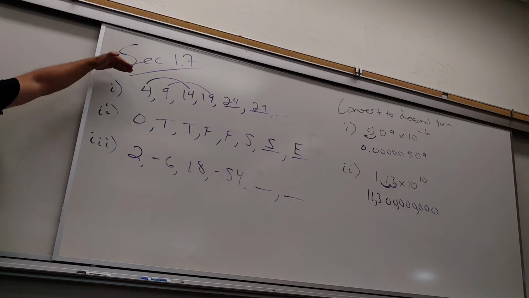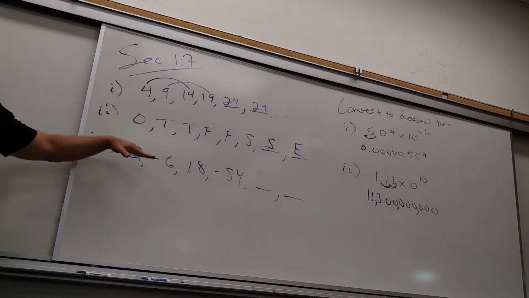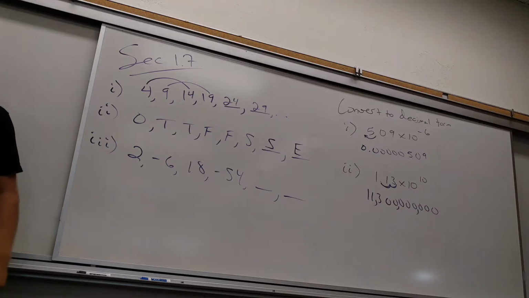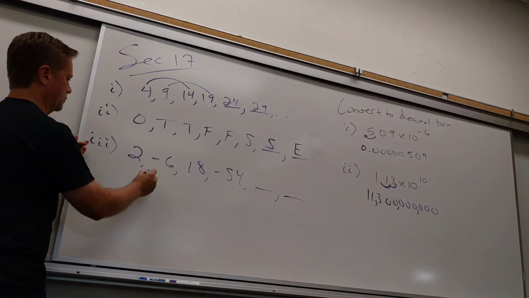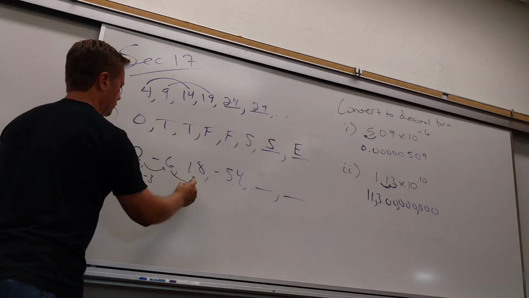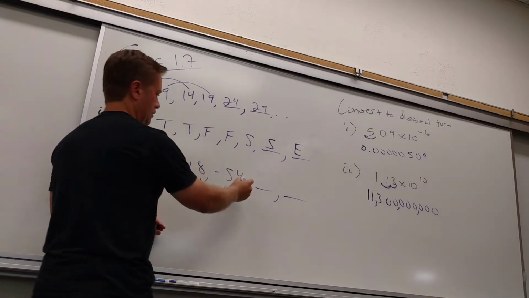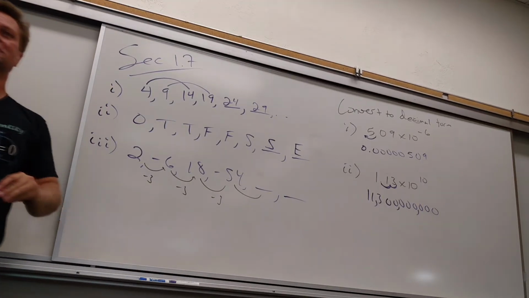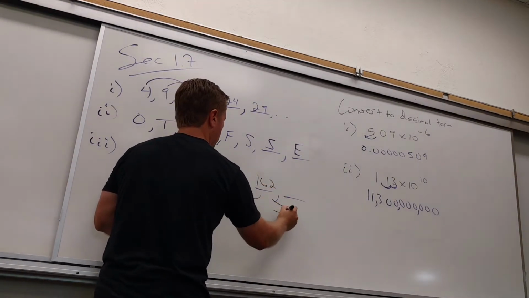Is it the same idea as this guy? Do I keep adding the same thing? No. I keep multiplying by the same thing. And what is it that I keep multiplying by? -3. -3, I love it. Not just 3. So 2 times -3 is -6. -6 times -3 is 18. Times -3 is -54. Times -3 is? 162. Times -3 is?